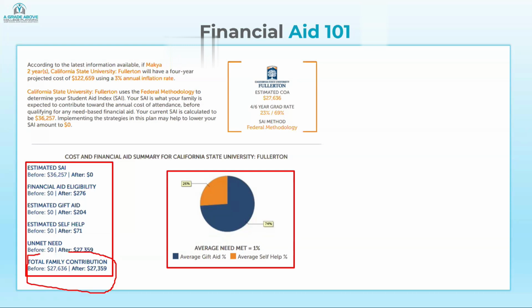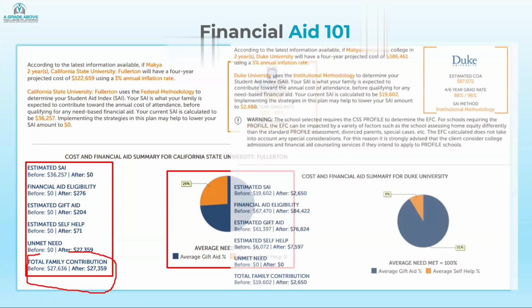And this is really important to understand as you go through your process of school selection and building your list, budgeting, and you need to understand this as soon as possible so you know what to expect. And then we take the same family, but we look at a different college. We look at Duke University.